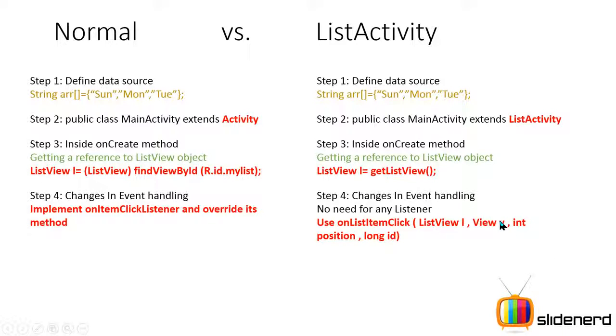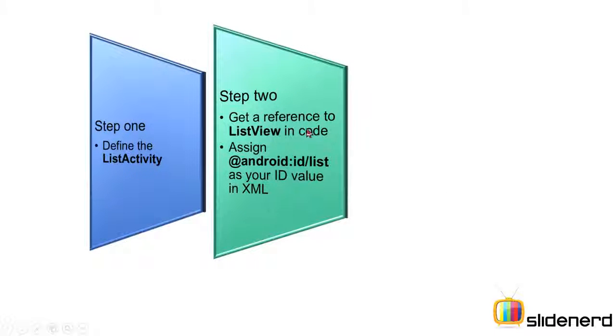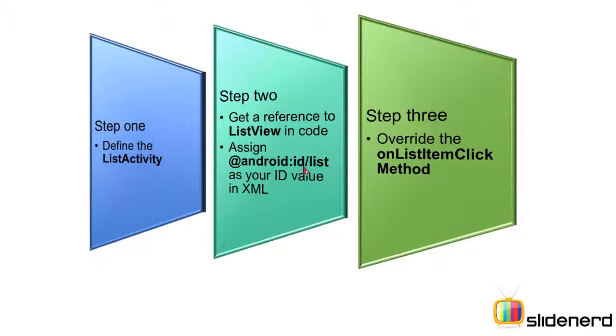So let's go ahead and see the detailed steps. Step 1, define the list activity. Step 2, get a reference to the list view in code. Assign @android:id/list as the ID value inside your XML for your list view, because this is the way your list activity is going to find this list view and give it back to Java code when someone calls the getListView method. And then step 3, override the onListItemClick method. So in this video I've explained to you how the list activity works.